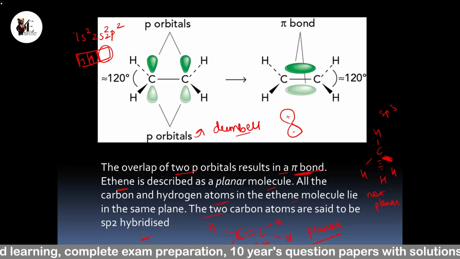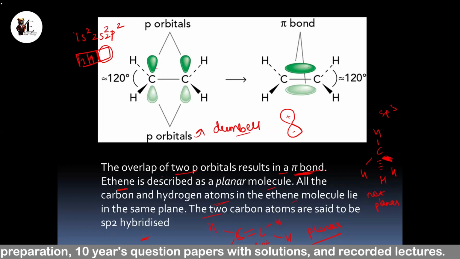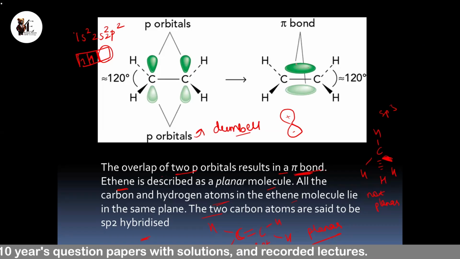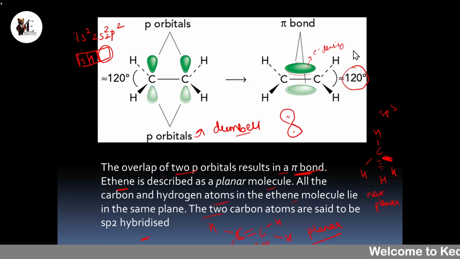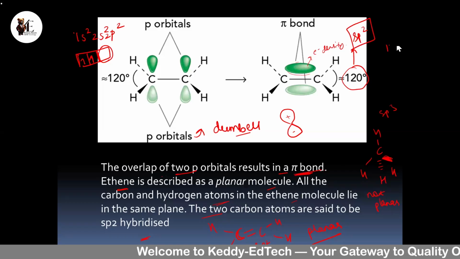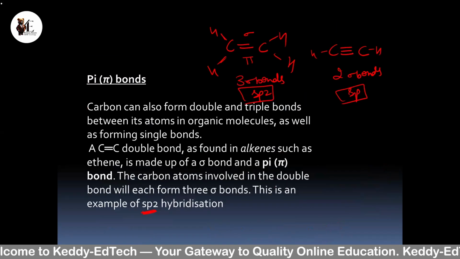So how are the pi bonds forming? When these two p orbitals are overlapping, it forms a pi bond. This is the electron density, and the electron density is concentrated in the middle. Here the bond angle is 120. The bond angle in sp2 hybridization is 120 degrees and the bond angle in sp3 hybridization is 109.5 degrees.